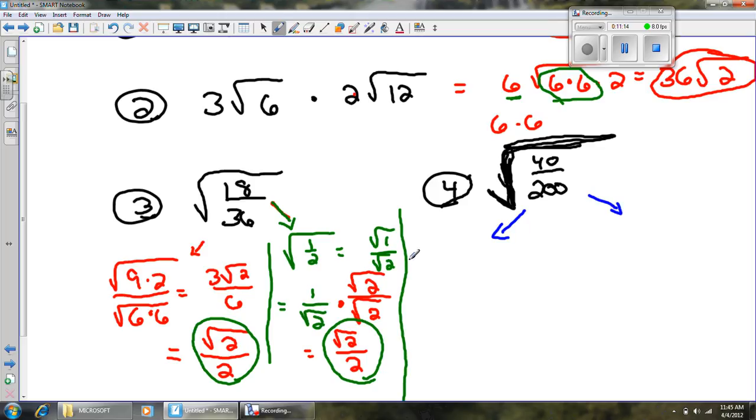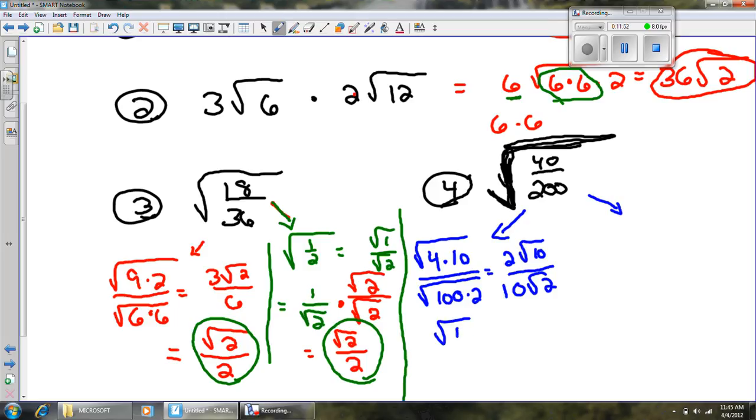The first way will be to break rad 40 in the numerator up into 4 times 10. That's my numerator. My denominator will be 100 times 2. So now I'm going to have 2 rad 10 over the square root of 100, which is 10, rad 2. I can simplify this into 1/5. So I'm going to get rad 10 over 5 rad 2.